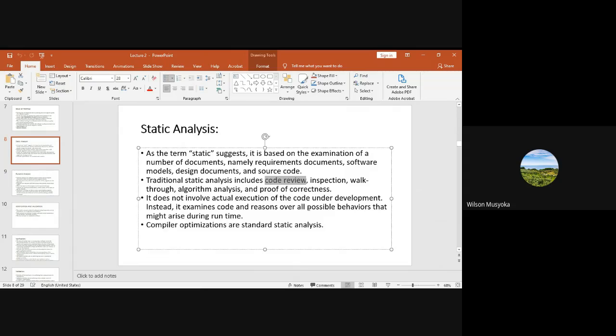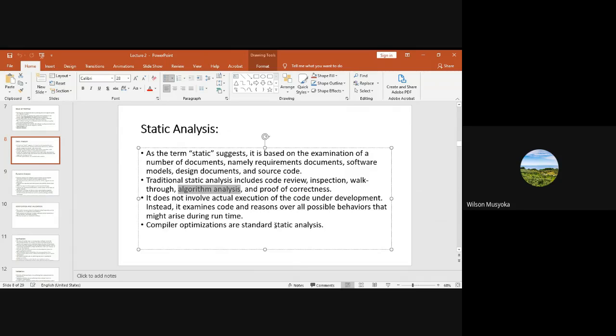Is it following the order of the requirements? That is what we are talking about in inspection. Walkthrough is just going through the code to see if it has captured everything according to the standards or to the requirements that have been given. And then algorithm analysis is just looking at the code and seeing if the code has implemented the algorithms as required. When we talk of an algorithm, it is a step-by-step process of solving a particular problem.